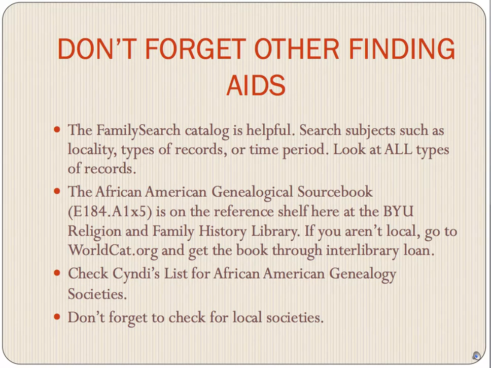Let's also not forget that there are other finding aids. The FamilySearch Catalog is helpful. Search subjects such as locality, types of records, or time period. Look at all types of records. The African American Genealogical Sourcebook is on the reference shelf here at the BYU Religion and Family History Library. If you aren't local, go to worldcat.org and get the book through interlibrary loan. Also, check Cindy's list for African American genealogy societies, and don't forget to check your local societies.